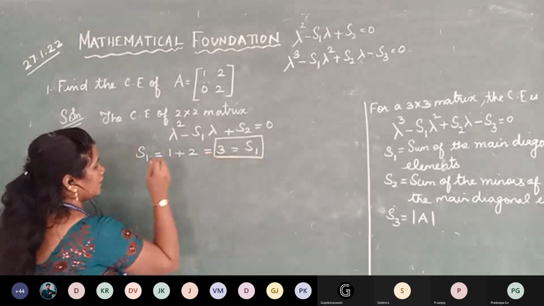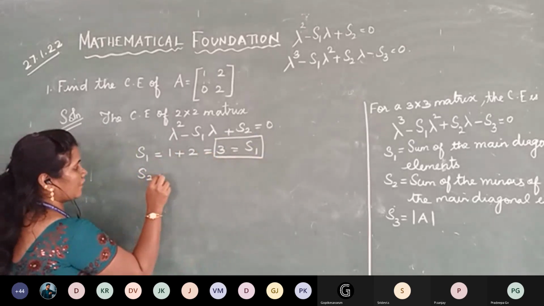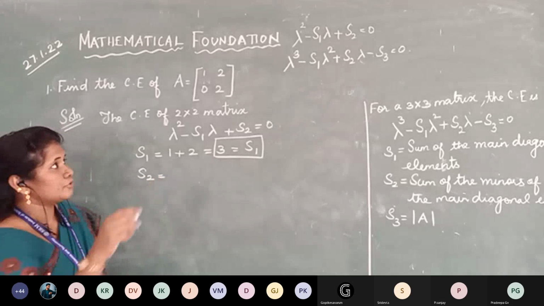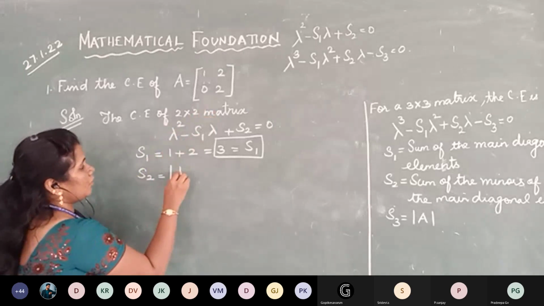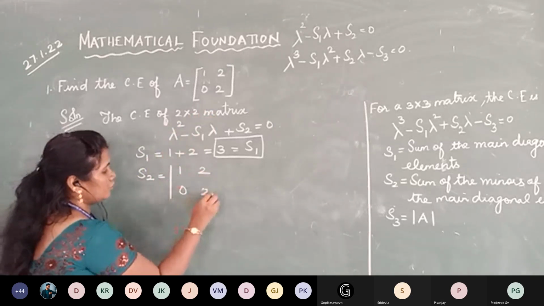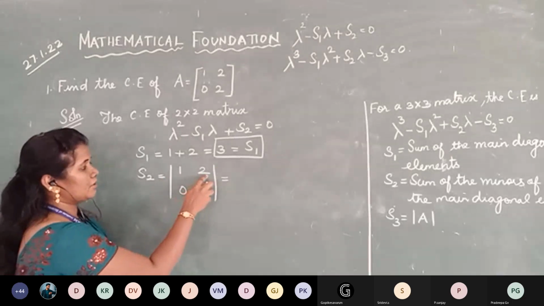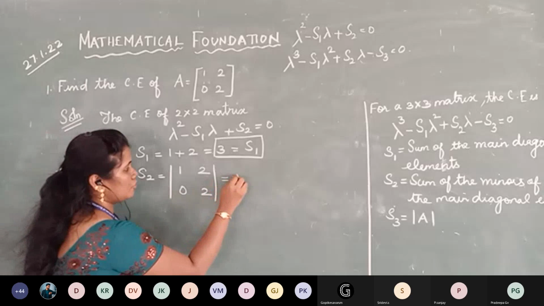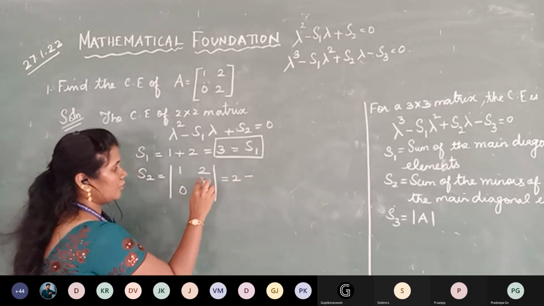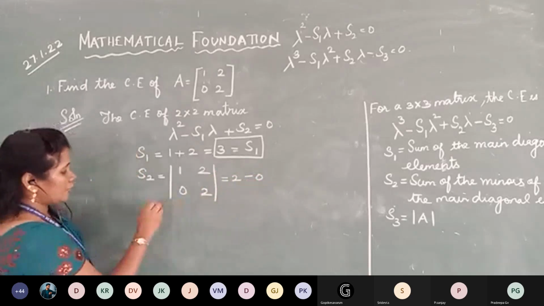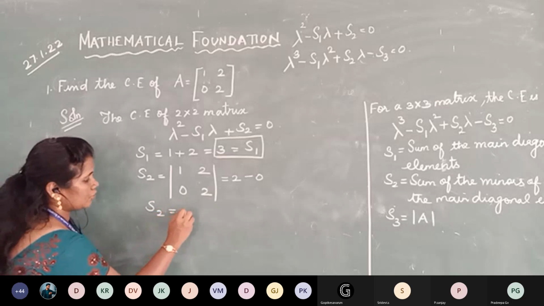Next, S2. S2 is nothing but the determinant of A. So your determinant of A will be 1, 2, 0, 2. You know how to find out your determinant. You will multiply and subtract this term. So 1 into 2, which is 2, minus 0 into anything will become 0. So what is your S2? Equal to 2.